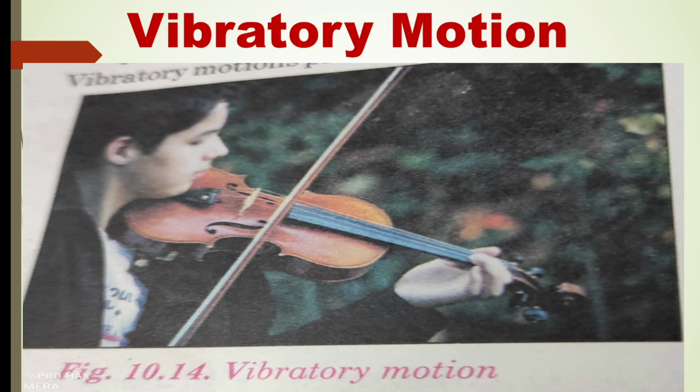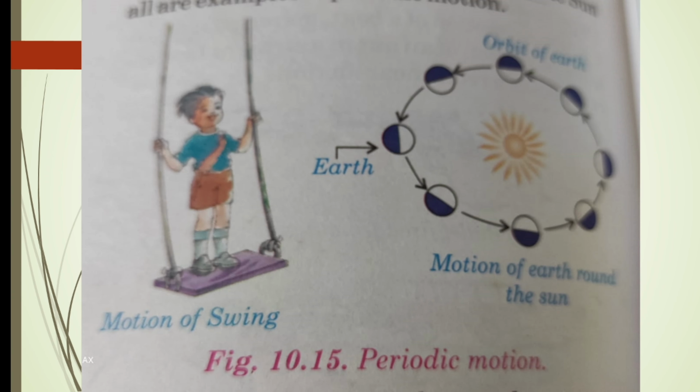Now this is called vibratory motion. Here, as the rod moves on this wire, what happened? The strings will vibrate. So that is called vibratory motion. Now look at this motion of a swing, an example of periodic motion. Motion of the earth around the sun. So when the earth is moving around the sun, the seasons change like winter, summer, autumn, spring. So the season changes because of the motion of the earth around the sun. This is called revolutionary motion, revolution.